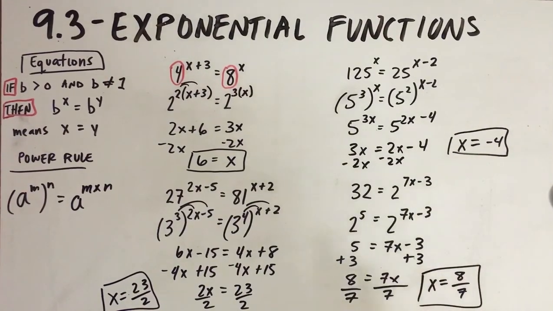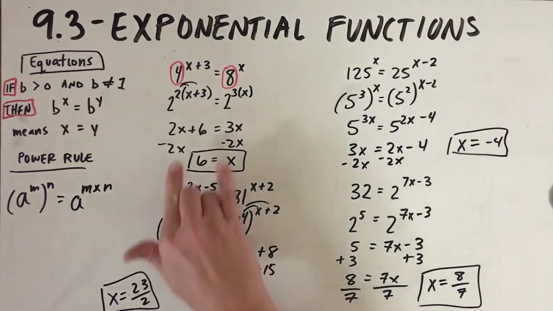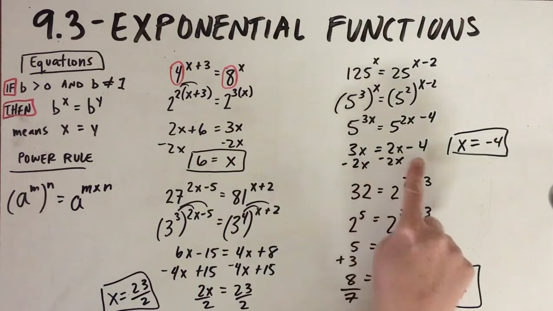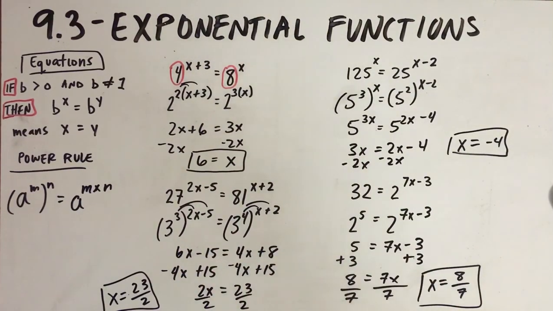Of course, once you get to the point where you are just dropping the bases, these equations, at this point here, 2x plus 6 is equal to 3x, they're easy to solve from here, so we already know what to do there. So this is solving exponential equations.